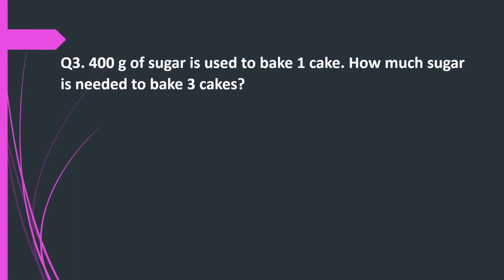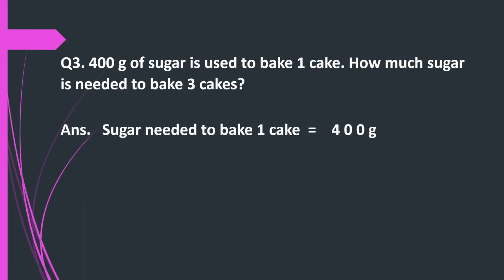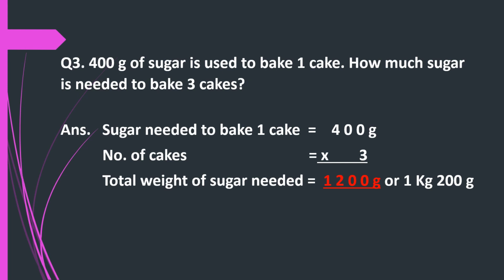Now 1 cake weight is given to you, that is 400 gram. So sugar needed to bake 1 cake is 400 gram and number of cakes are 3 here. So children, you multiply it. So you will get the answer 1200 gram. 3 zeros are 0, 3 zeros are 0, 3 fours are 12. So in grams, you will get 1200 grams. But if you turn into kilograms and grams, you will divide it by 1000. Divide 1200 gram by 1000. So you will get 1 kg 200 gram.